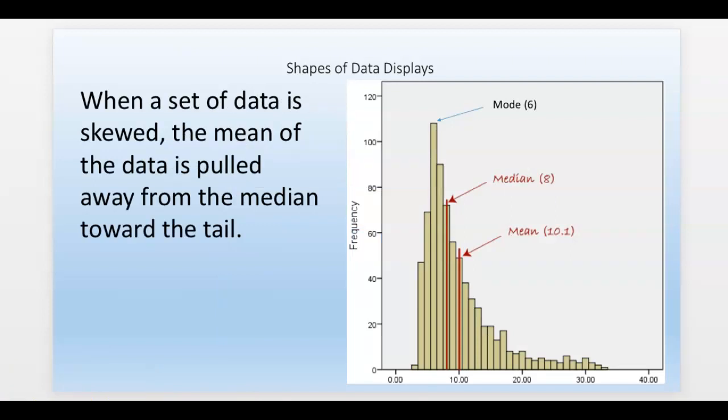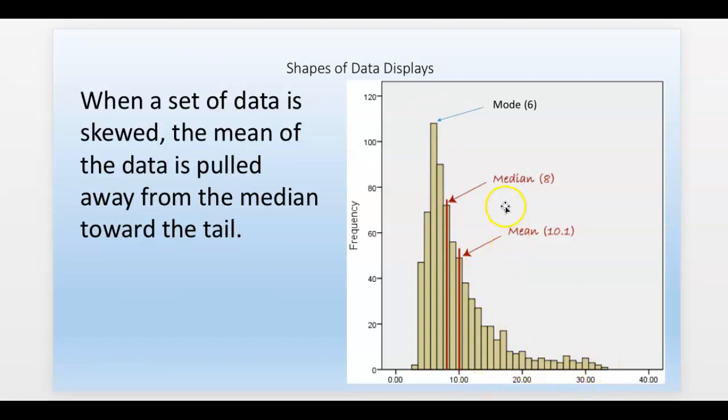A very important concept here. When a set of data is skewed, the mean of the data, the average, is pulled away from the median toward the tail. Again, the mode is the one that occurs the most often. The median is pulled a little bit away from the mode because of these extra data points over here.